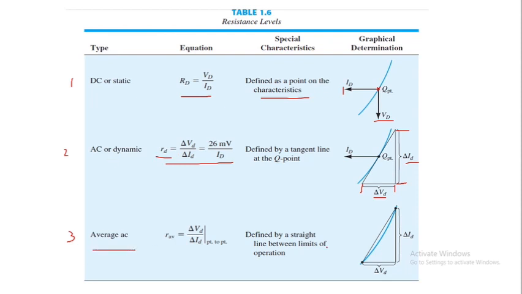And for average AC resistance, which is from point to point, you need to find delta ID and delta VD from maximum to minimum points, and putting these values in this equation will give you average AC resistance. So this is the end of this lecture. We defined different resistance levels of a diode. Thank you very much.